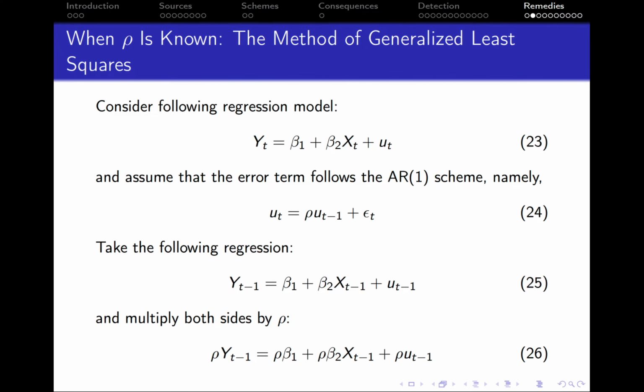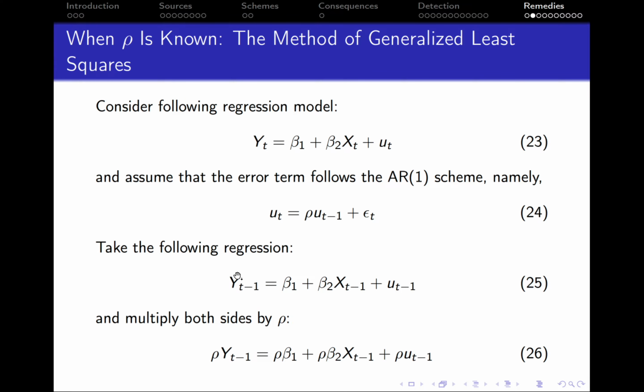And let's start with the more optimistic case when we know the coefficient of autocorrelation. So in this case, we just use the method of generalized least squares. So let's consider the following regression model where y is just a function of x, and assume that the error term follows the first autoregressive scheme, the one that we've seen before. And now instead of having the equation in the current period, let's rewrite it for the previous period, t minus 1.